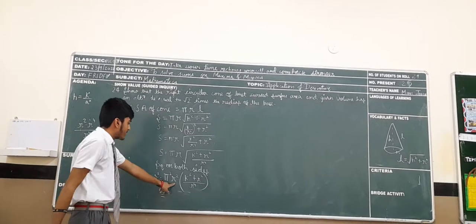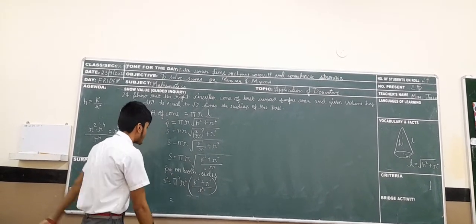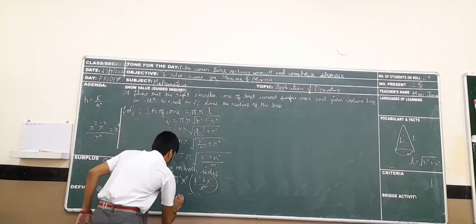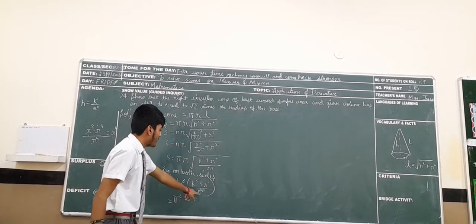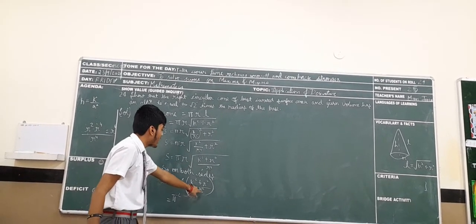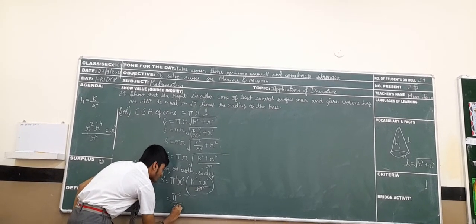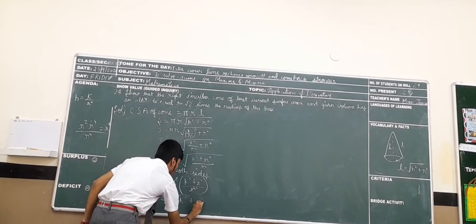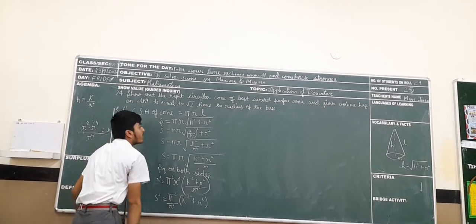Now as we can see this r square and this r to the power of 4, we can cancel this. It will get cancelled, it will be r square, and then pi square we have multiplied with 1 by r square. It will be pi square by r square, and it will be k square plus r to the power of 6. S square is equal to.